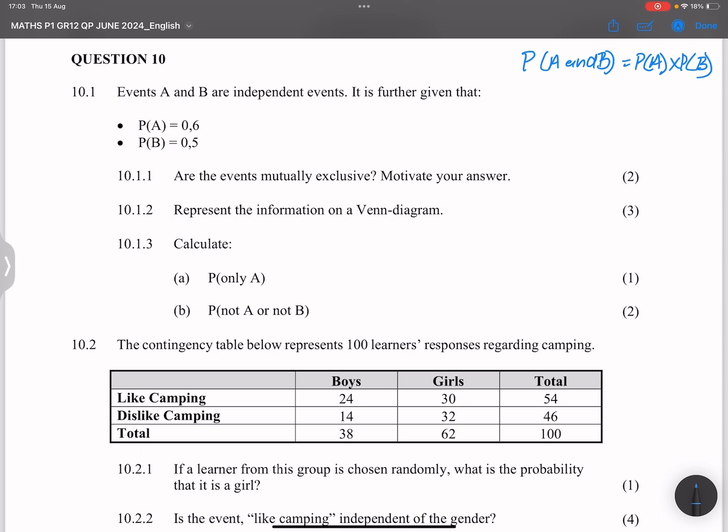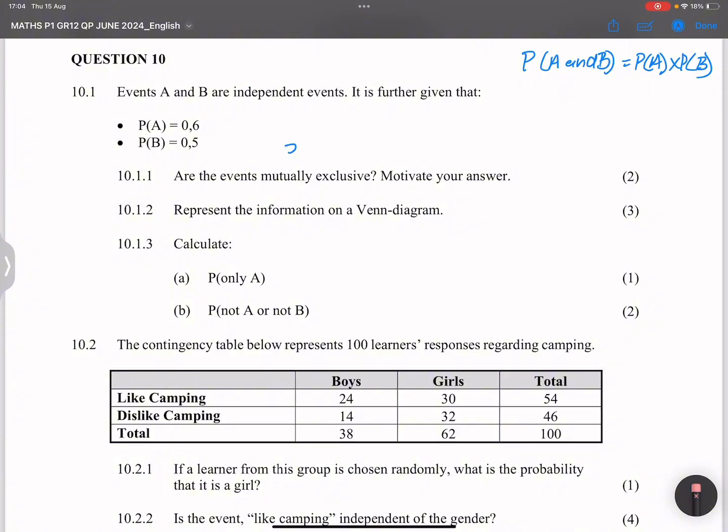So in this case, they say to us, if it is further given that the probability of A is 0.6 and the probability of B is 0.5, right? So that's what they give us there. They're asking, are the events mutually exclusive? Now remember, mutual exclusivity means that the probability of A and B must be equal to 0. So if events are mutually exclusive, then the probability of A and B must be equal to 0.